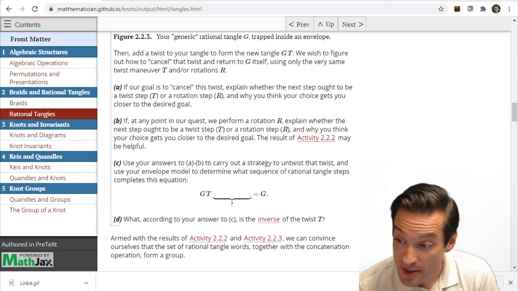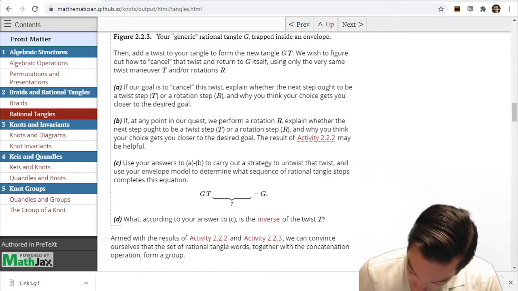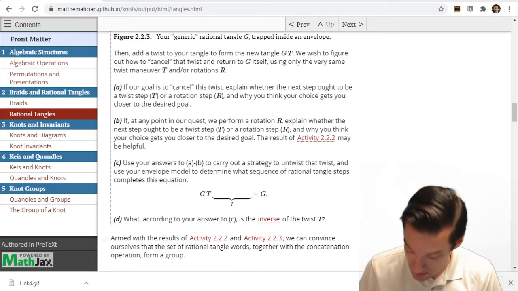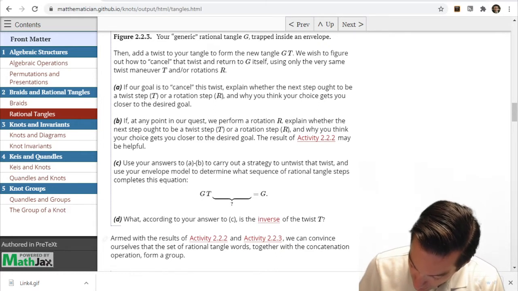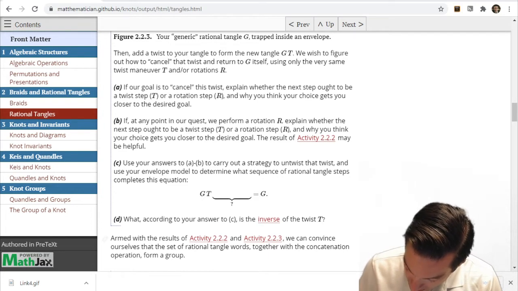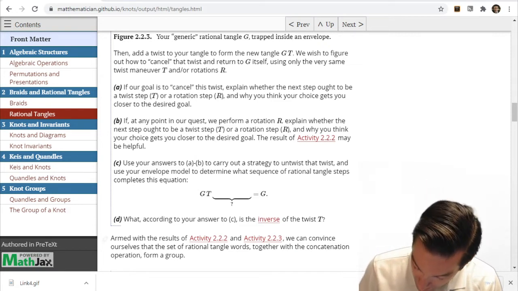Our strategy for untwisting that twist T was to alternate rotations and twists until we've somehow gotten back to our original. And we think that that happens after we've done a total of 3 more rotations in this sequence. So we would say that the inverse of T is RT, RT, R. Or another way to say that is just to take this whole string after here and say that this whole string must be equal to the identity. TR, TR, TR must equal the identity, the empty tangle, right? Nothing happens. That's 2 different ways of saying the same thing.